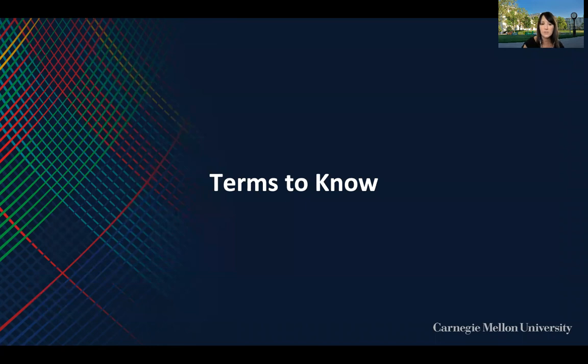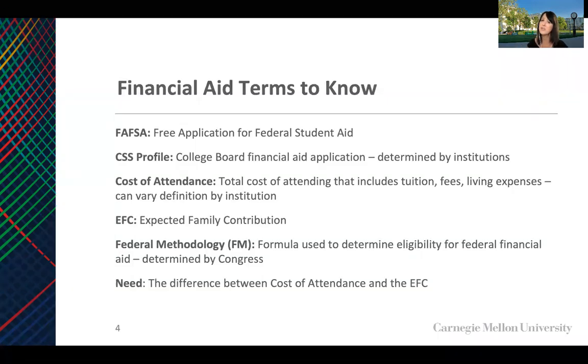We'll start with terms to know. Financial aid terms to know. The first one, and the big one that you'll probably hear a lot about in your financial aid application process, is the FAFSA, the Free Application for Federal Student Aid, offered through the U.S. Department of Education. This is a free form, so please make sure you are aware of that. Do not pay to complete this form. It's a free form on the Department of Ed's website.